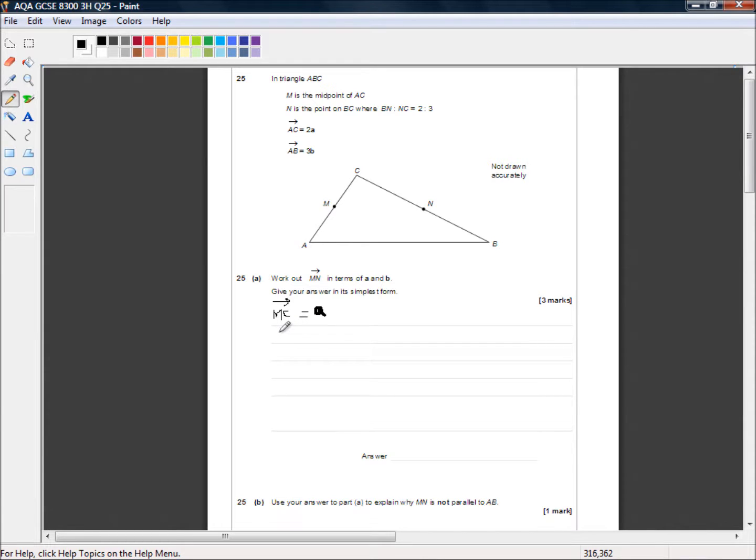So CB is equal to negative 2 times vector a plus 3 times vector b.